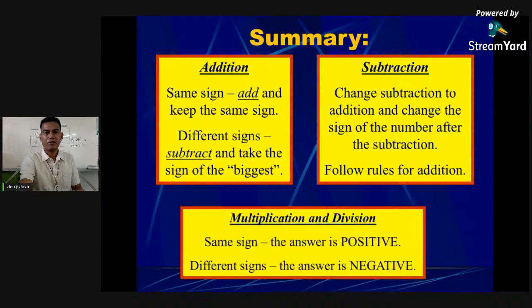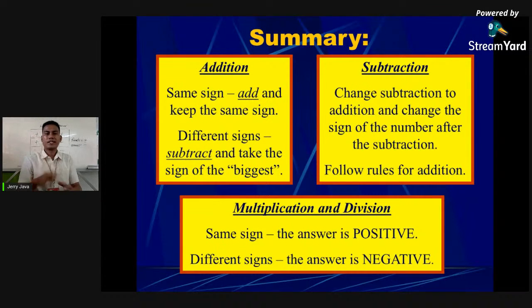For multiplication and division, when same sign or like signs, the answer is positive. Positive times positive, or negative times negative, the answer is always positive. For different signs or unlike signs, the answer is negative. One is positive, the other is negative. One is negative, the other is positive. That's a negative answer. Like what I've shown you here: my friend's friend is my friend. My friend's enemy is my enemy. My enemy's friend is my enemy. My enemy's enemy is my friend. I hope you also copied this.